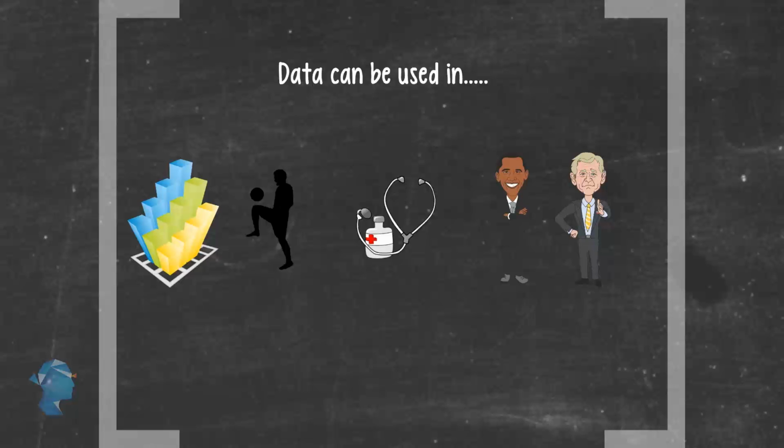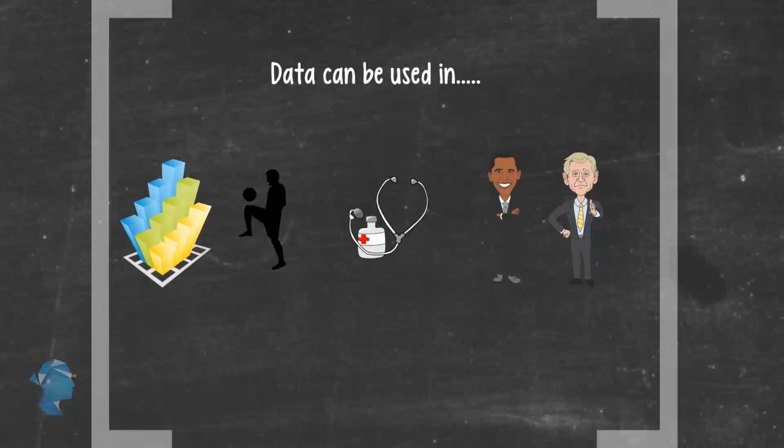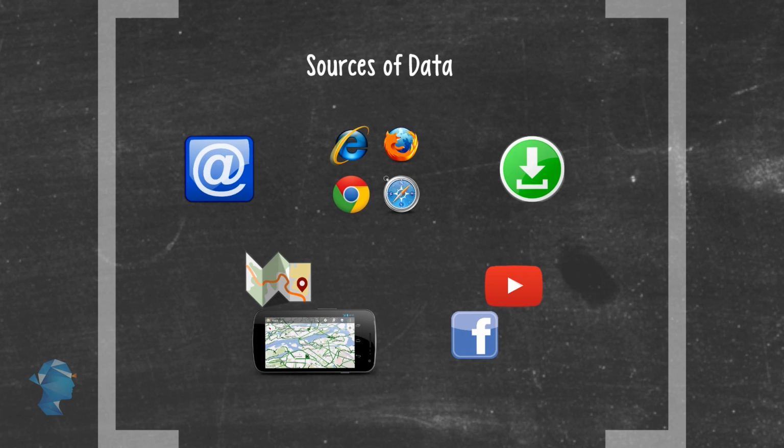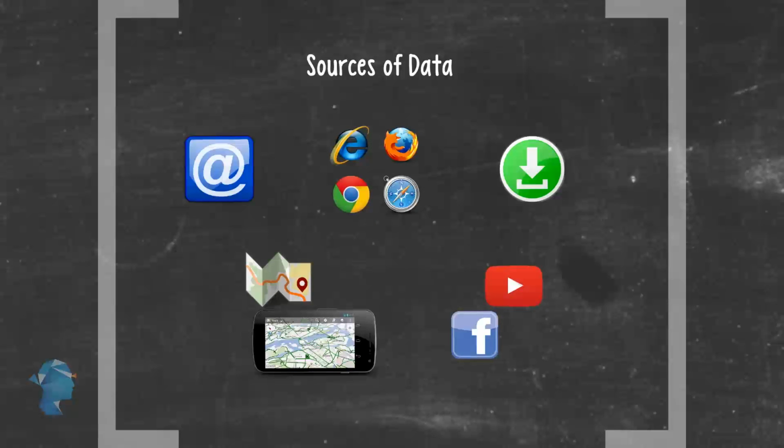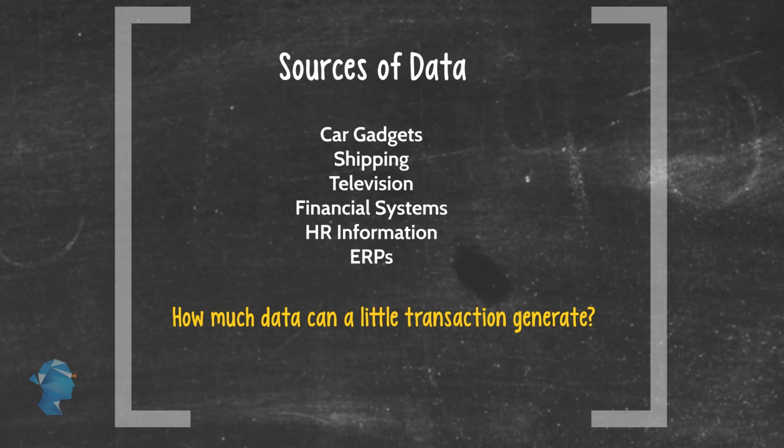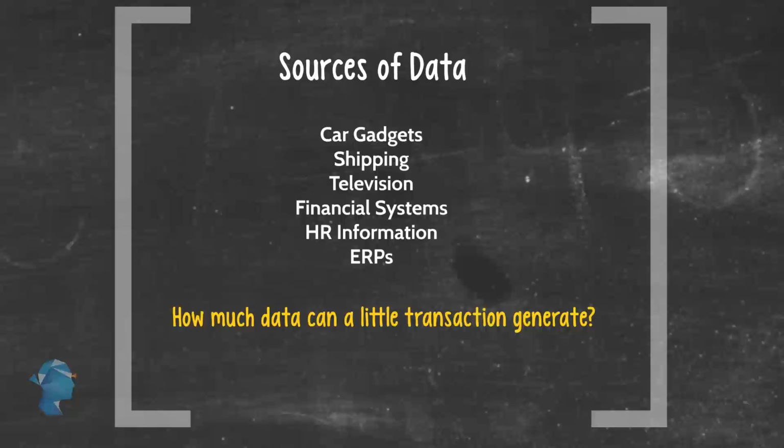But where does all this data for us to use in analytics come from? Let's start with the most obvious sources of data: emails, browser logs, our website purchases and preferences. Every time you download a movie or a song, every place you go to using a Maps app on your smartphone. Or let's think outside of the internet. Sensors that monitor different levels in your car, tracking devices that follow goods as they are shipped across countries, your cable boxes that record which television shows you watch and which you skip. What about all the data generated at your office, financial systems, transactions and HR information?